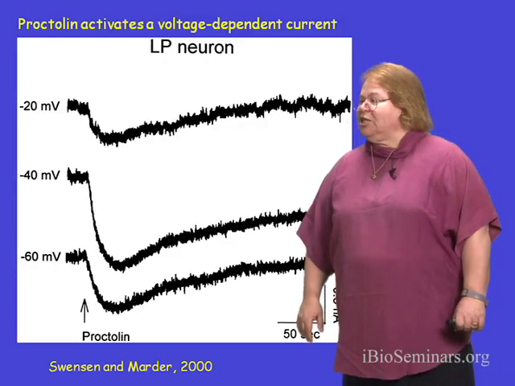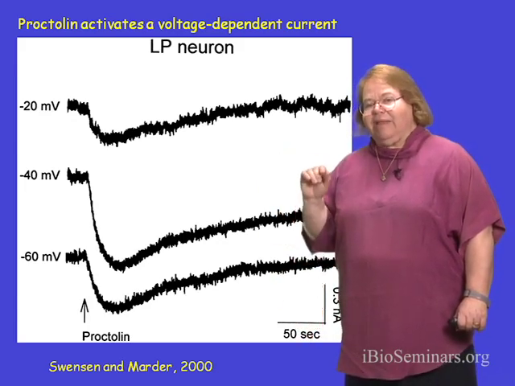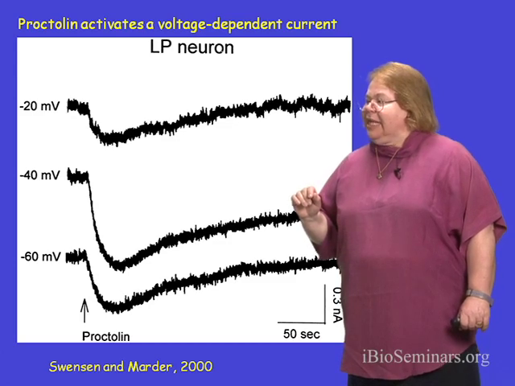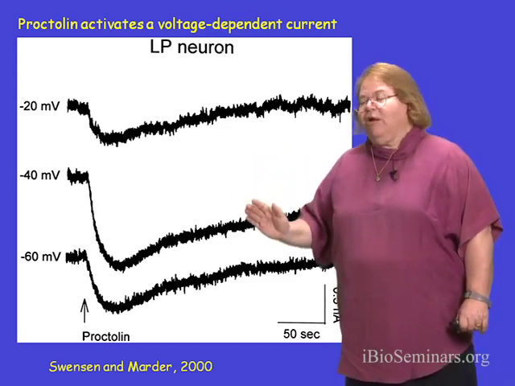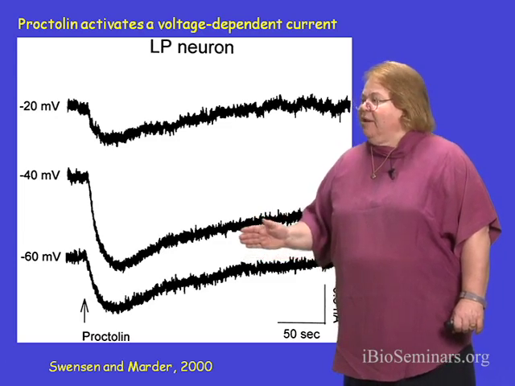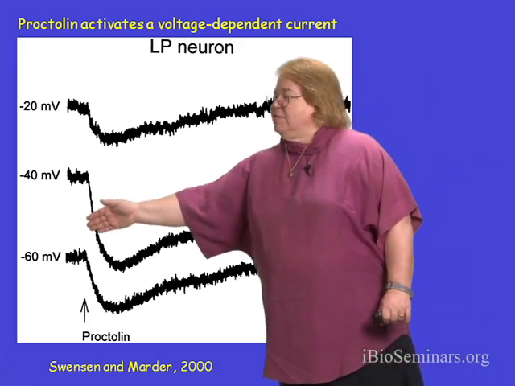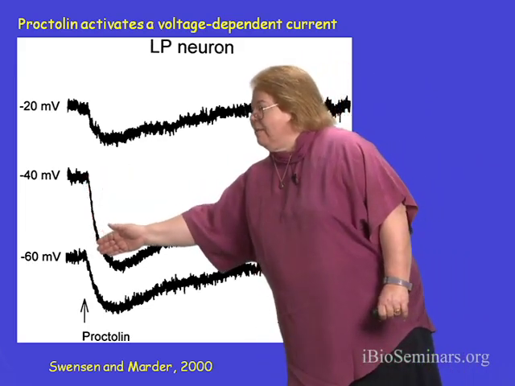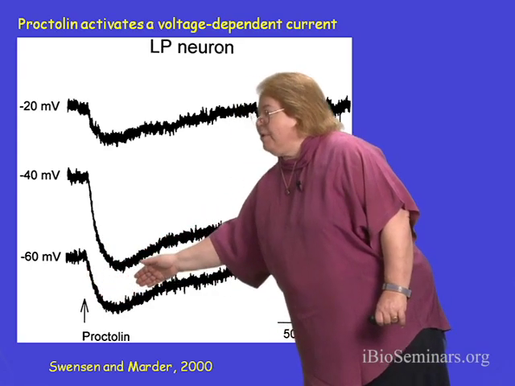Previously, Jorge Golowasch had characterized the properties of one of those peptides. I had mentioned this before, proctolin. And now these are recordings made in voltage clamp, so you're looking at inward currents. The important thing here is that at minus 40 millivolts, you can see a large inward current, but at minus 60 millivolts, the proctolin produces a smaller current.